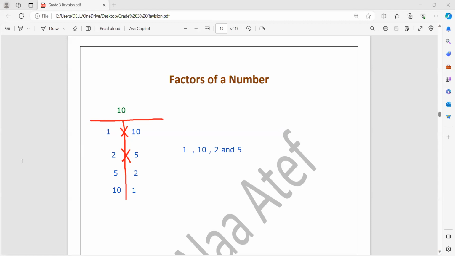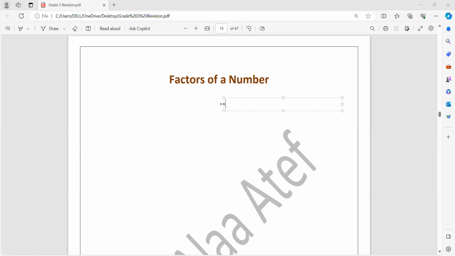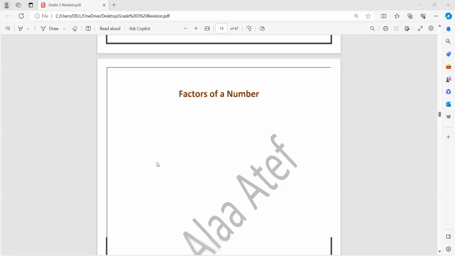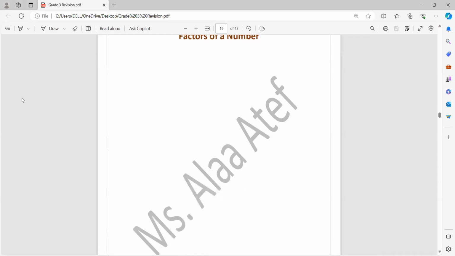Another example, I ask you what are the factors of number 18. I need the factors of number 18. So put 18 here. Start to think what are the timetables that include 18. So let's make our chart like that, to put what times what give me 18. Start with timetable 1 because it's easy. 1 times any number equal the same number. So 1 times 18.